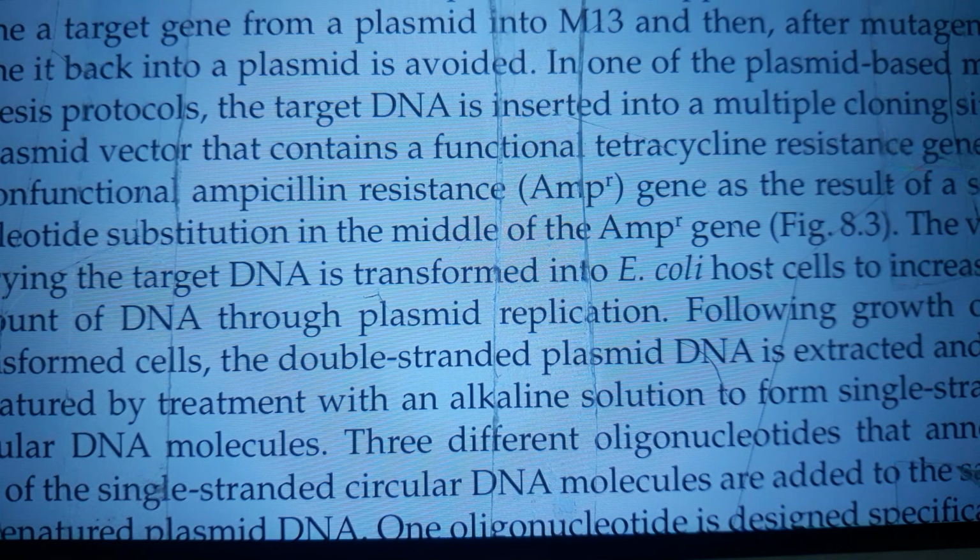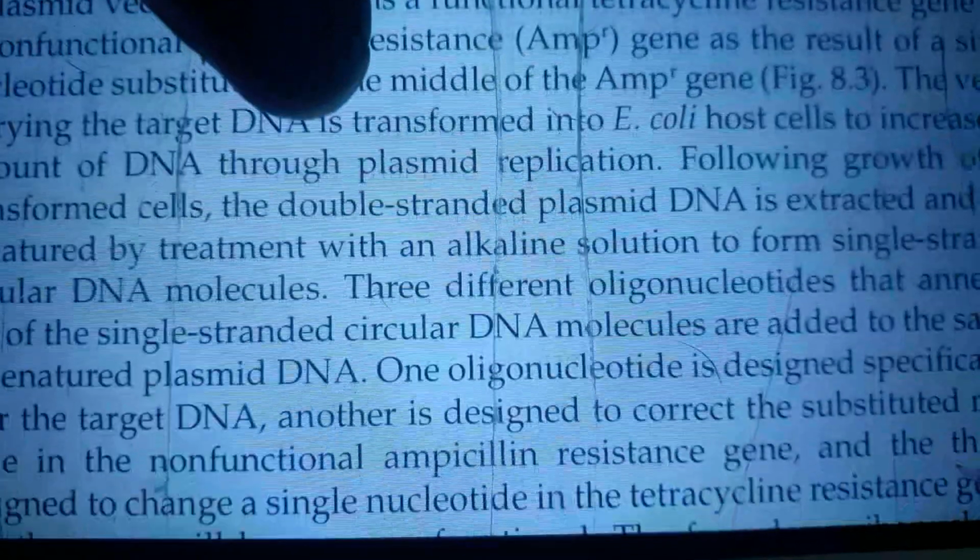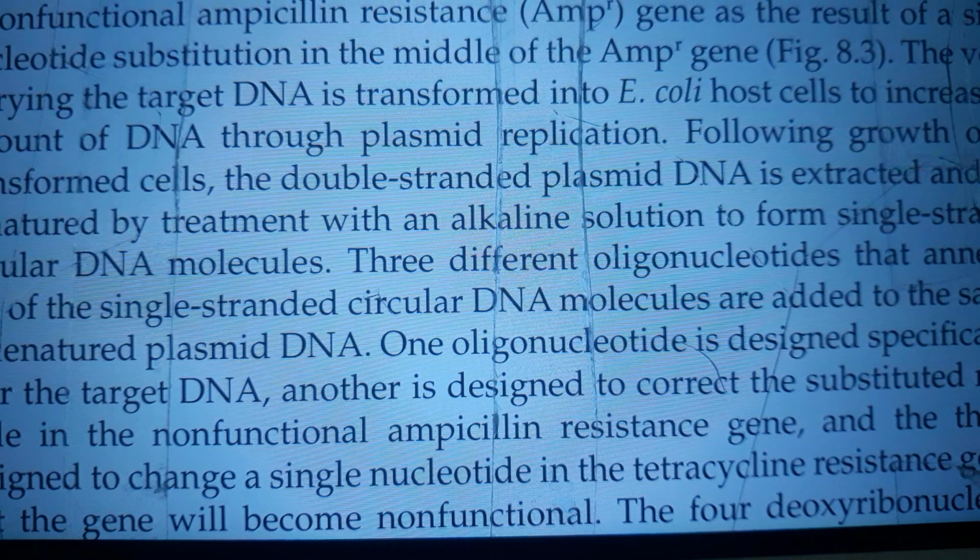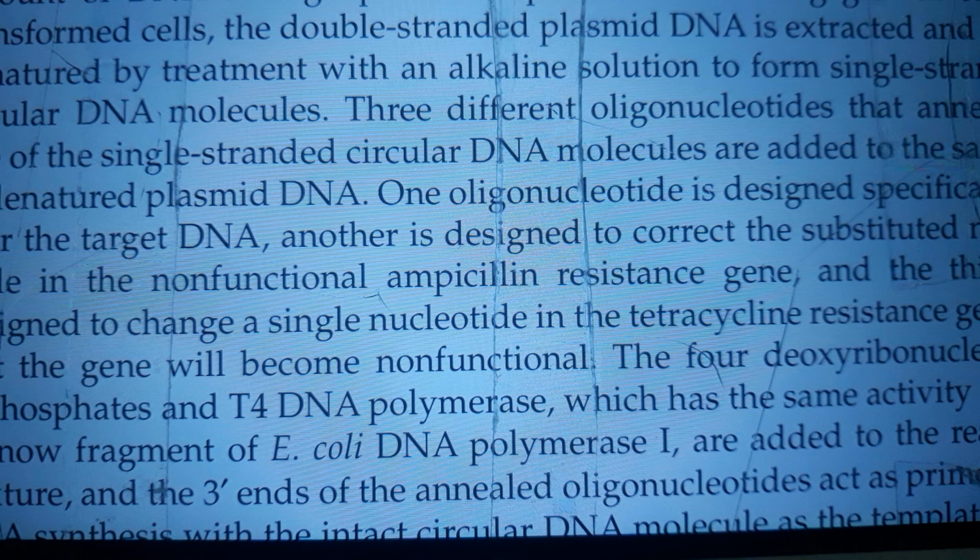In one of the plasmid-based mutagenesis protocols, the target gene is inserted into a multiple cloning site on a plasmid vector that contains a functional tetracycline resistance gene and a non-functional ampicillin resistance (amp) gene, as a result of a single nucleotide substitution in the middle of the amp gene. The vector carrying the target DNA is transformed into E. coli host cells to increase the amount of DNA through plasmid replication. Following growth of the transformed cells, the double-stranded plasmid DNA is extracted and then denatured by treatment with alkaline solution to form single-stranded circular DNA molecules.